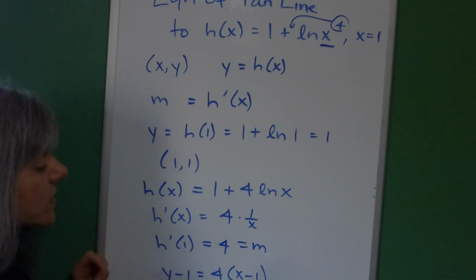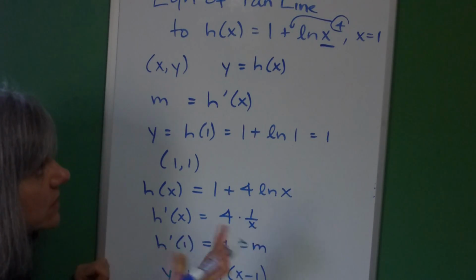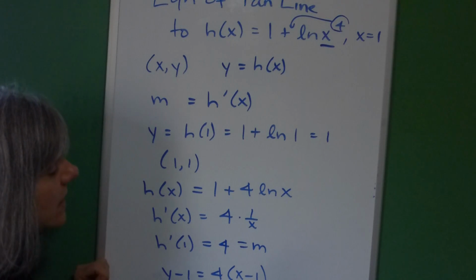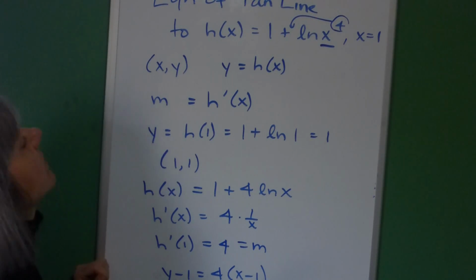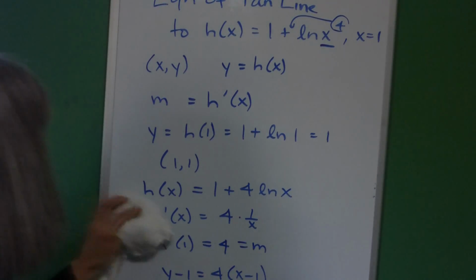Okay, so that is finding the equation of a tangent line. It works exactly the same as it has been so far. It's just that now we have ln x. You can do it with an e to the x function, same thing. Let's see, I'm trying to decide what I want to do. Let's talk about this one.